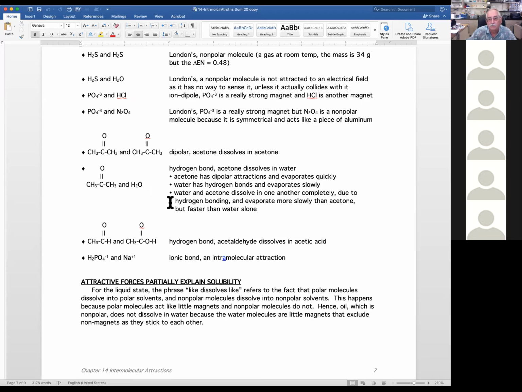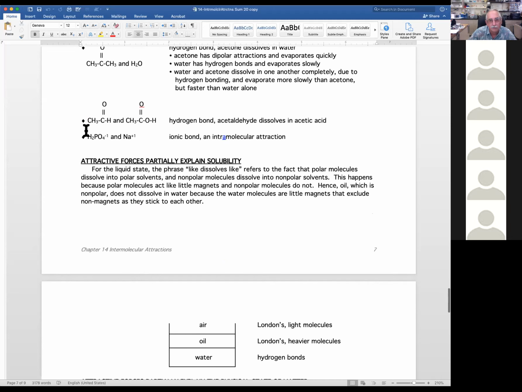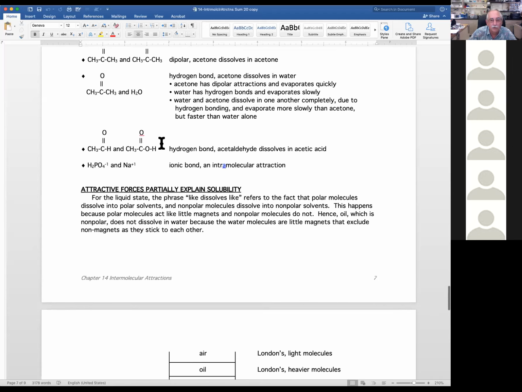And then that mixture would evaporate more slowly than acetone, but faster than water alone. And then here's an ion. Here's another ion. I'm not trying to trick you. I'm just trying to point out that this is not an intermolecular attraction. This is an intramolecular attraction. That's an ionic bond.